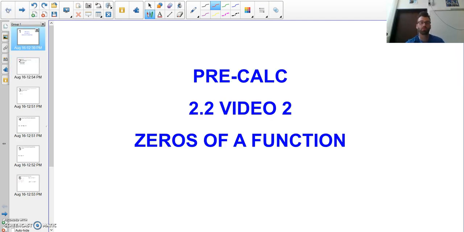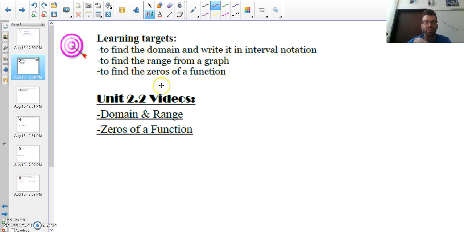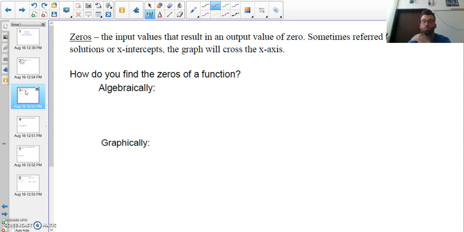We're talking about zeros of a function. Our learning target today is to find the zeros of a function. We've already done domain and range. Today we're focusing on zeros. You know how to find the zeros, you may just not have called them that before. You probably did in your old algebra class.